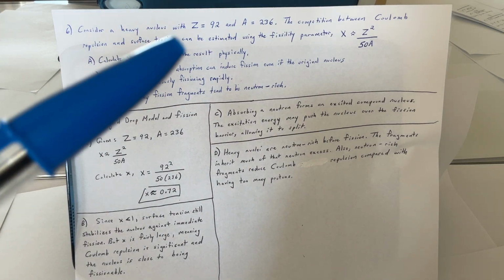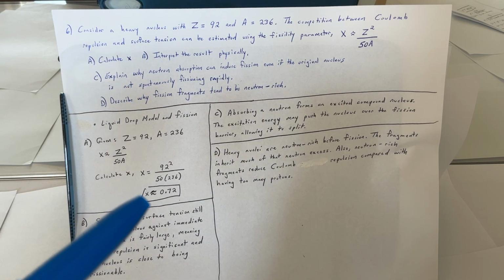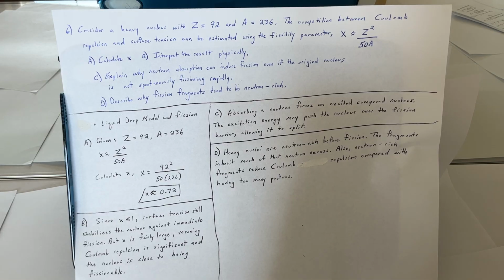For part B, we want to interpret part A's result physically. So for part B, take a look at X. 0.72 is less than 1. So since X is less than 1, surface tension still stabilizes the nucleus against immediate fission. But X is fairly large, meaning Coulomb repulsion is significant and the nucleus is close to being fissionable.